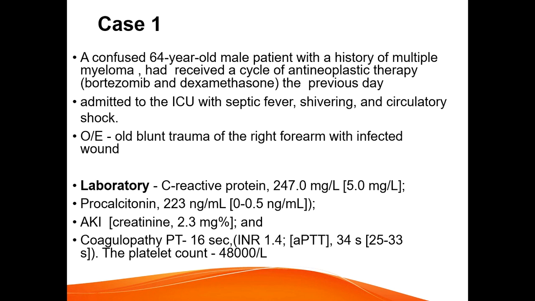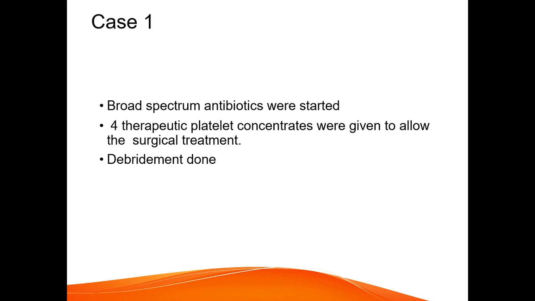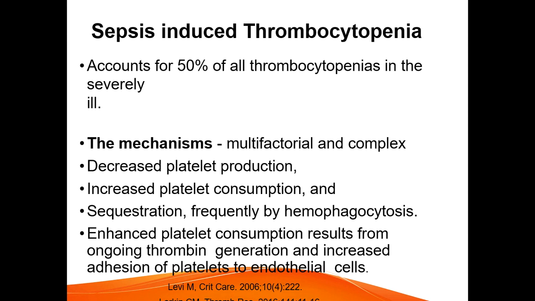And what must be the most probable cause of thrombocytopenia in this patient? I told you the list of sepsis. Absolutely, very good. So sepsis-induced thrombocytopenia accounts for 50% of all thrombocytopenia in the critically ill patient. The mechanism is multifactorial, which involves decreased platelet production, increased consumption, sequestration frequently by the hemophagocytes, and enhanced consumption in forming the platelet clot.